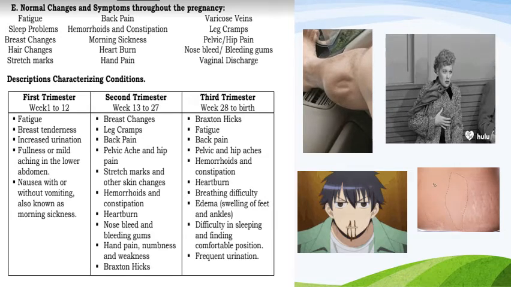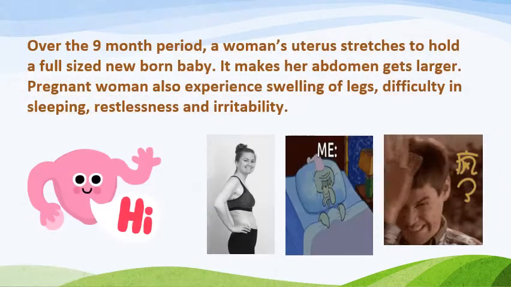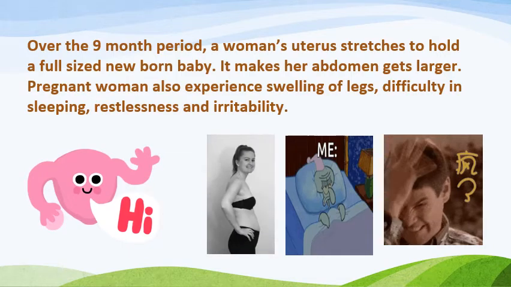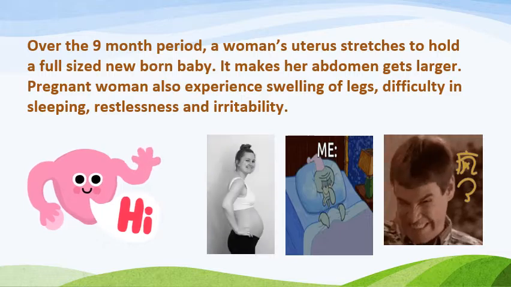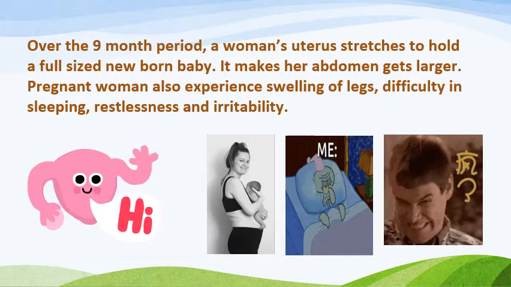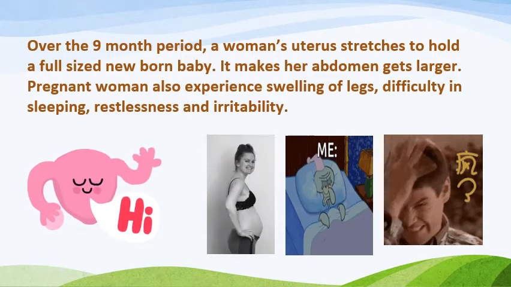Below are descriptions characterizing conditions from first trimester, second trimester, and third trimester. Over the 9-month period, the woman's uterus stretches to hold a full-sized newborn baby. It makes her abdomen get larger. Pregnant women also experience swelling of legs, difficulty in sleeping, restlessness and irritability.